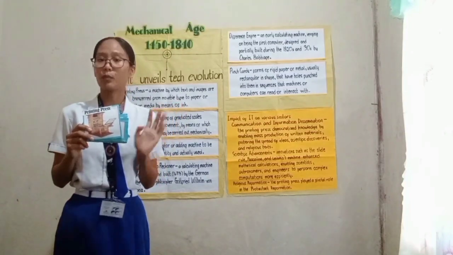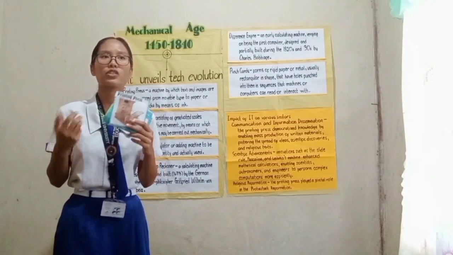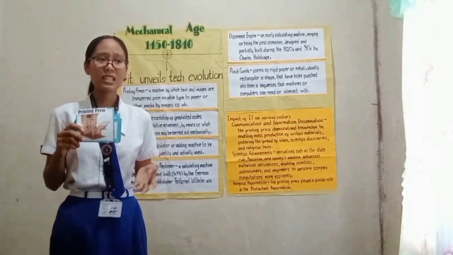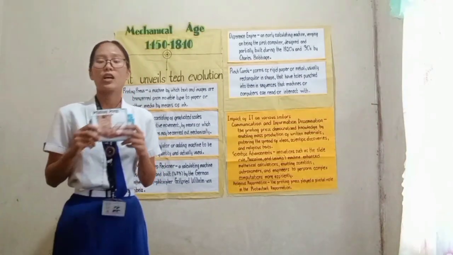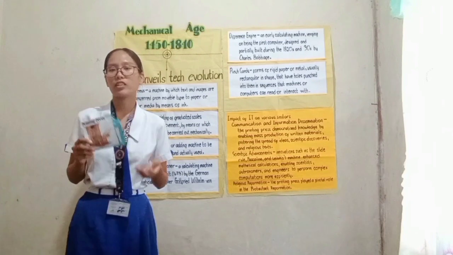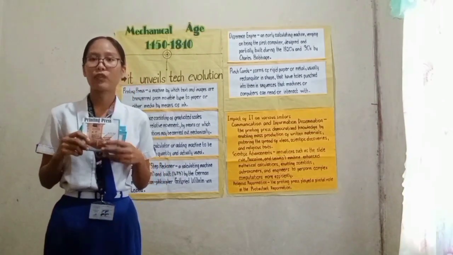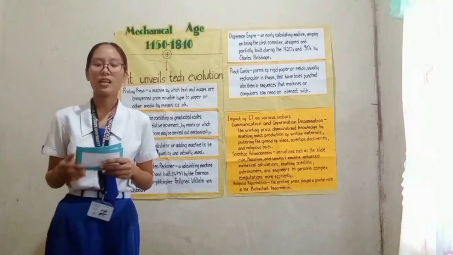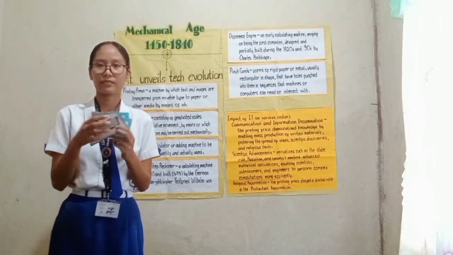The printing press was used to print the Bible in 1455, and it became the first complete book in the West and one of the earliest books that was printed from movable type. Next is the slide rule.